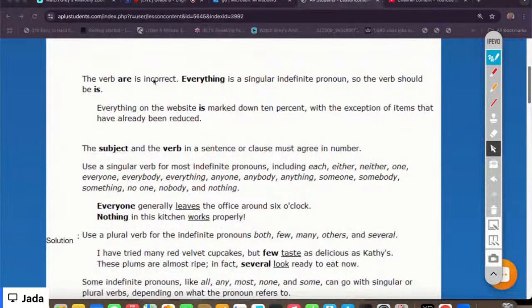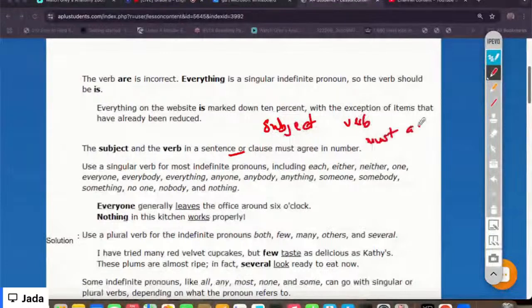Alright, the subject and the verb in a sentence or clause must agree. So the subject verb must agree in a sentence. You have to use a singular verb for most indefinite pronouns, including each, either, neither, one, everyone, everybody, everything, anyone, anybody, anything, someone, somebody, something, no one, nobody, and nothing. So for all of these, you need to use a singular verb.